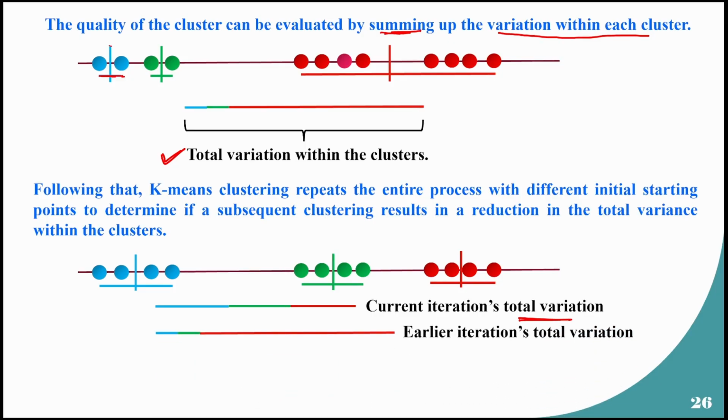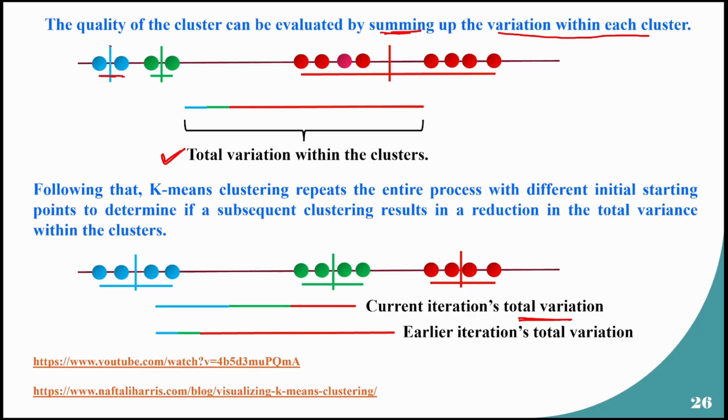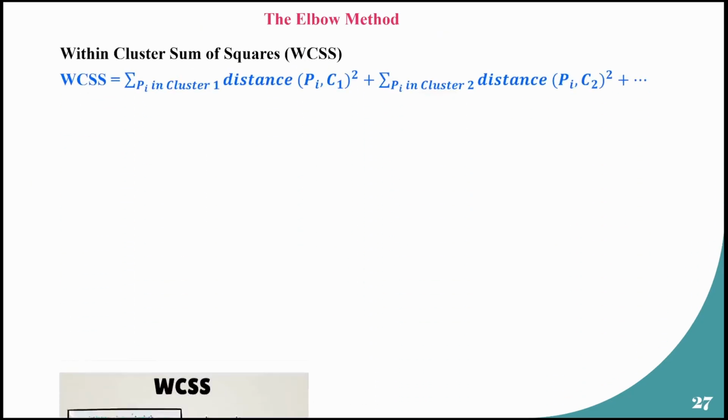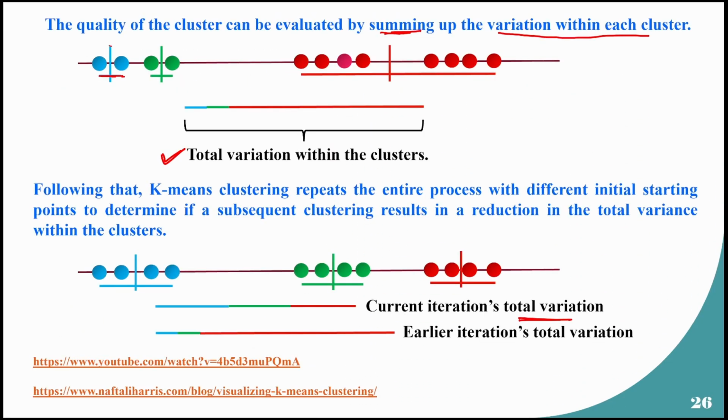And if you see that there is a decrease in the current iteration's total variation, that means the new clustering done in the second iteration was better than the previous iteration. So we are getting a better result in each new iteration. But after a certain point, there will be one particular iteration where you will observe no new change occurring in each new iteration.